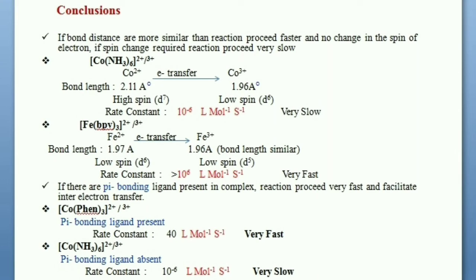Another thing which affects or facilitates the rate of reaction is the presence of pi bonding ligand. See here the tris-phenanthroline cobalt 2 plus complex. Here the pi bonding ligand is present, and the rate is very high, 40 liter per mole per second. And in the case of hexaammine cobalt 2 plus and 3 plus complex, here the pi bonding ligand is absent, and the rate is very low, 10 to the power minus 6 liter per mole per second. It means the reaction proceeds slowly.